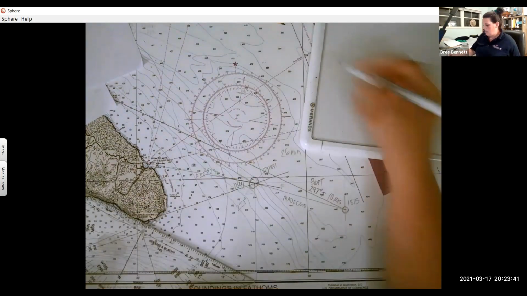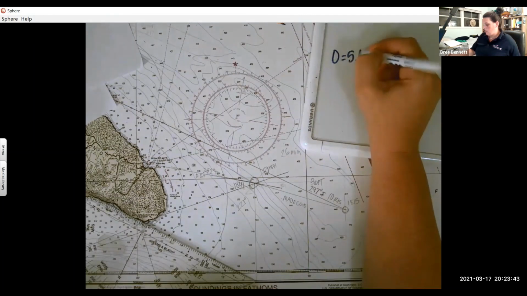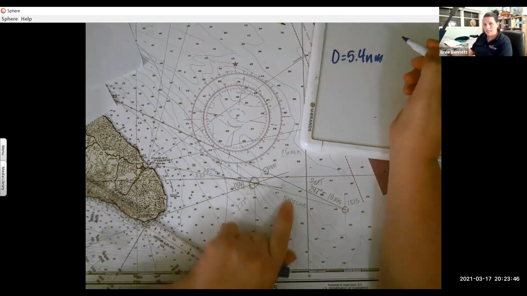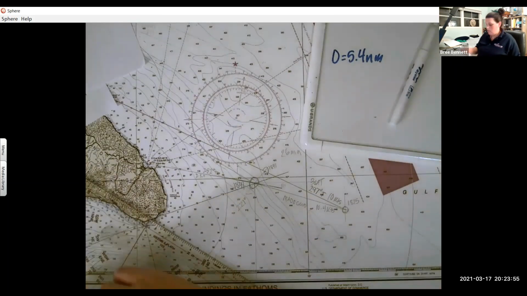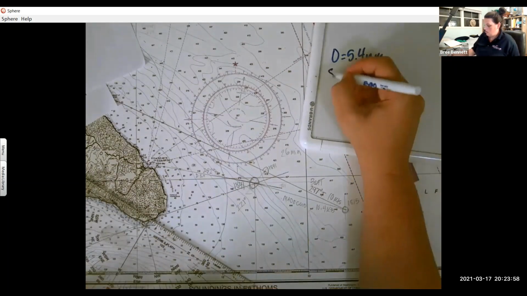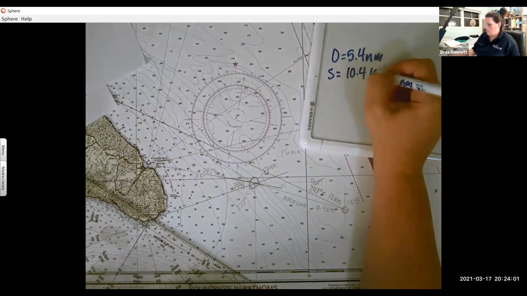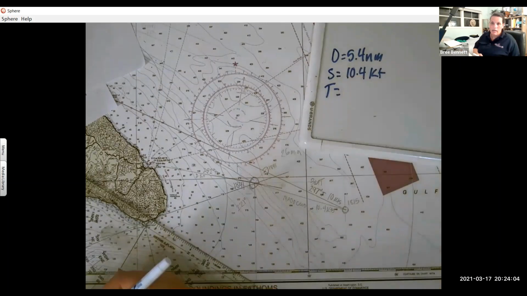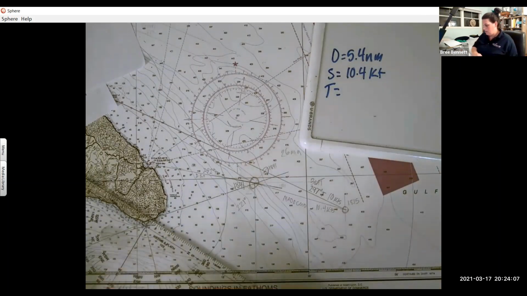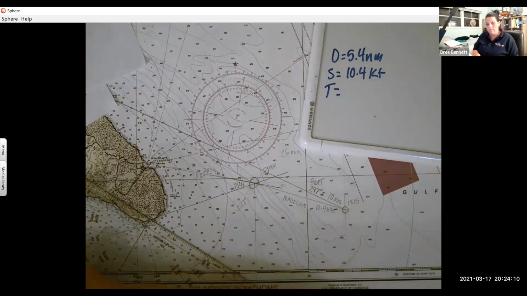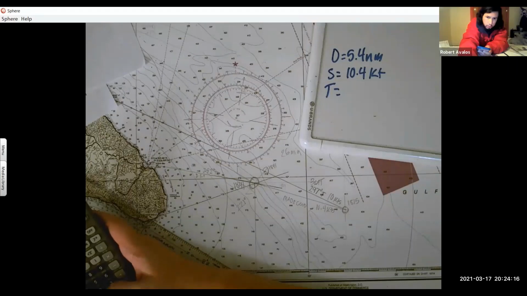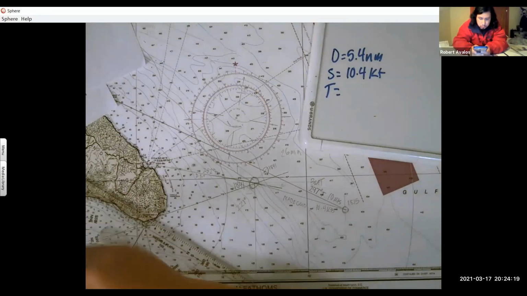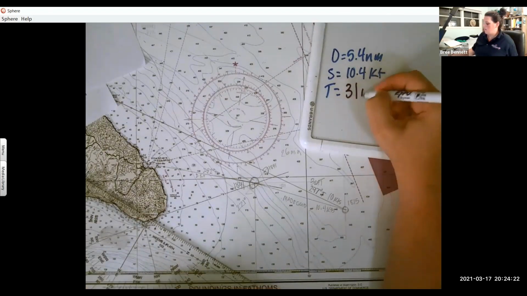If I have a distance of 5.4 nautical miles and my speed made good is about 10.4 knots, what is my ETA, or how long will it take me to get there? Thirty-one minutes. Thank you for doing my math. 31 minutes.